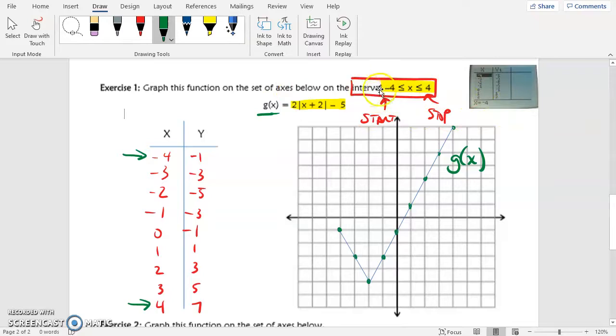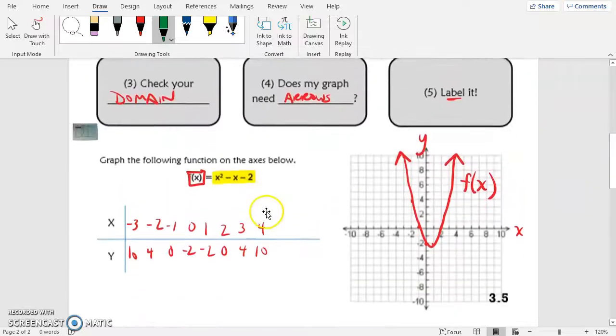So if it tells you an interval, you better not have arrows on the end, because it's telling you where to start and where to stop. If it doesn't tell you, though, check your graph and see if arrows should be there. Nice job.